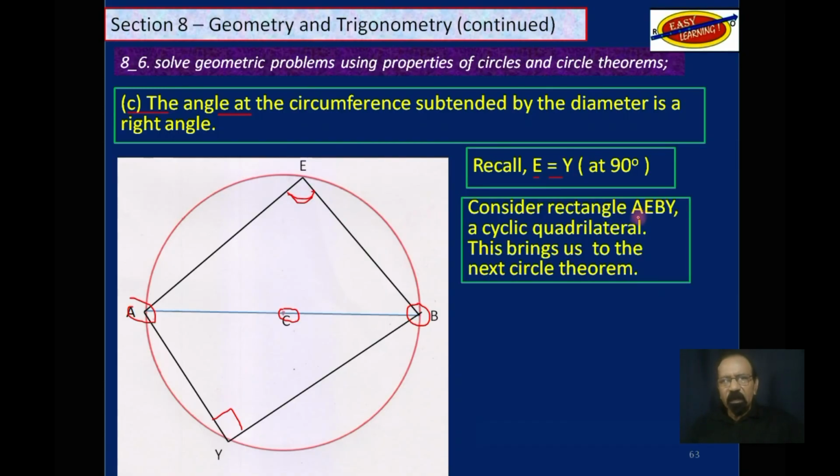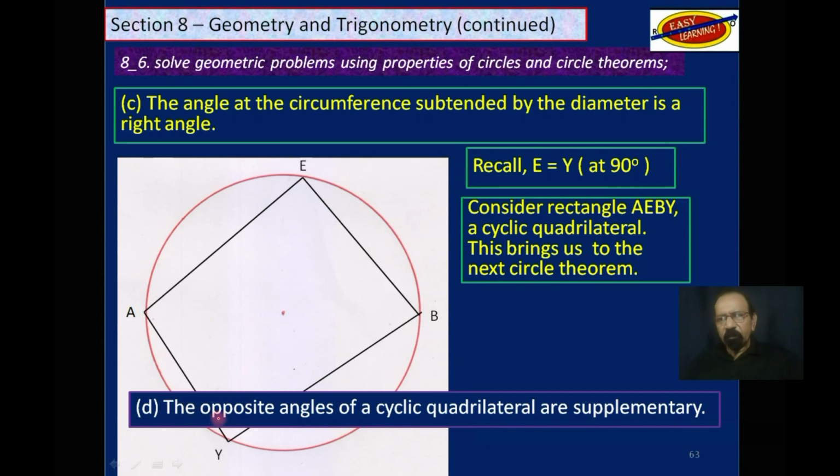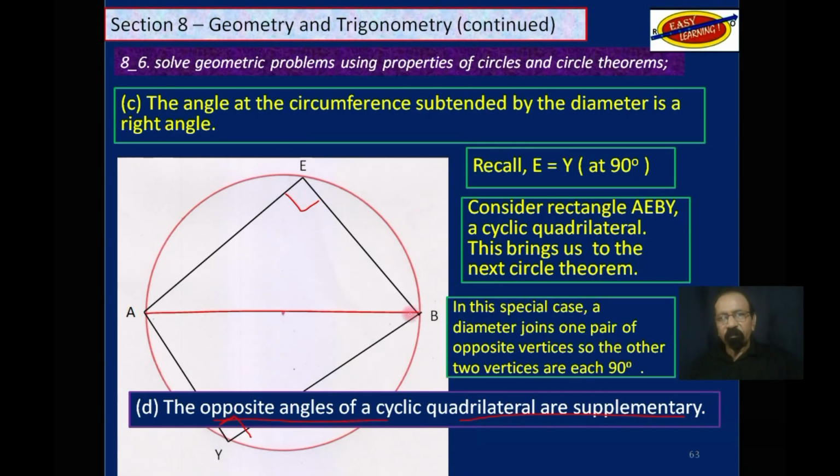So consider the rectangle AEBY, a cyclic quadrilateral. This brings us to the next circle theorem, which says the opposite angles of a cyclic quadrilateral are supplementary. In this case, because AB was a diameter, then this one up here was 90, and this one down here is 90 as well. But if you add the two 90s, you get 180, so they are supplementary.